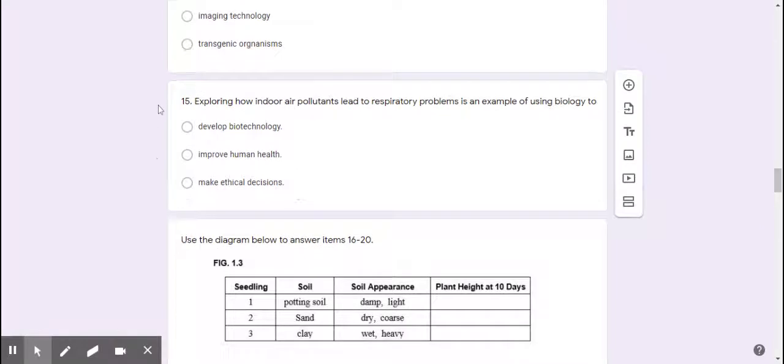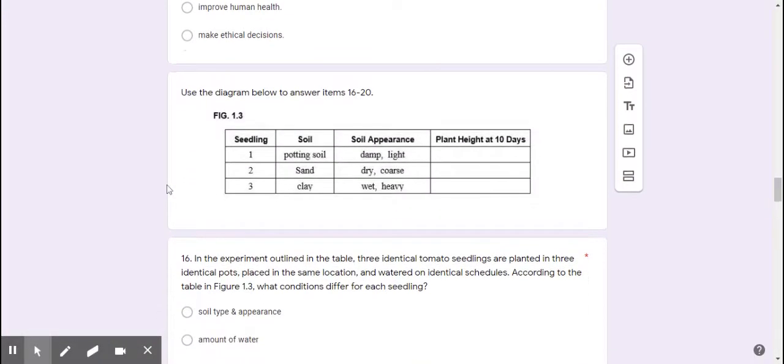Number 15, exploring how indoor air pollutants lead to respiratory problems is an example of using biology to develop biotechnology, improve human health, or make ethical decisions. Make sure you are using the diagram below to answer items 16 through 20. Make sure you are looking at that.